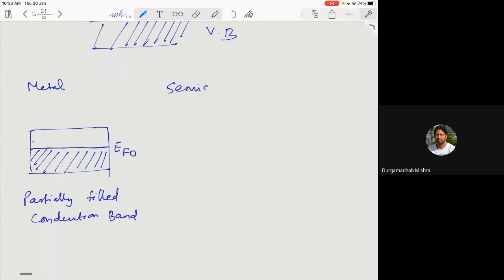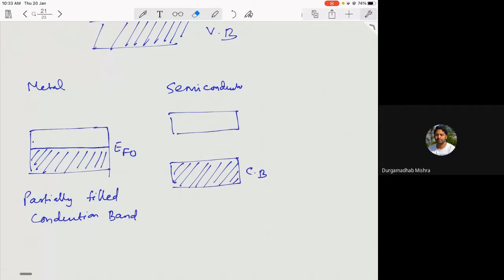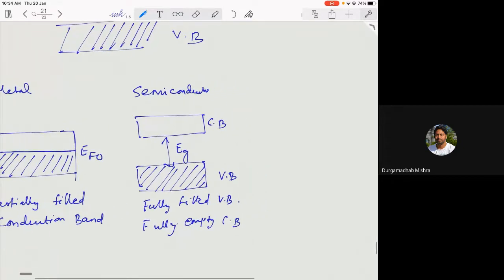Now in a semiconductor, this is one of the most familiar pictures which you have already seen many times. You have the valence band and the conduction band, and then you have the energy gap EG, where no electrons can have any energy. So there is no electron state available within the band gap, basically. You have the fully filled valence band and fully empty conduction band.